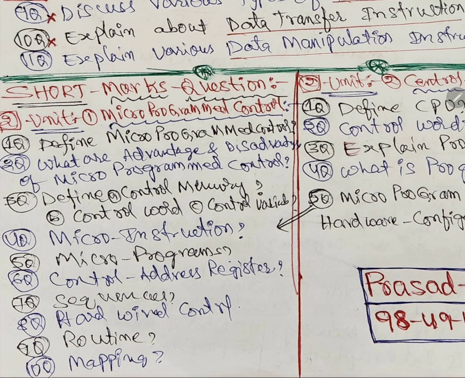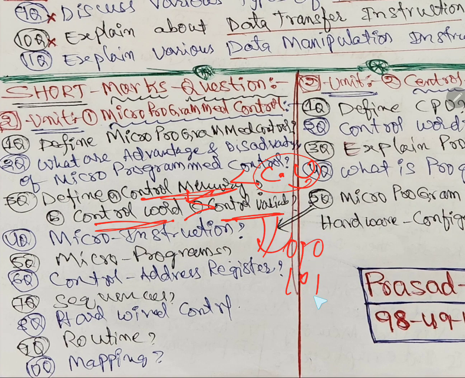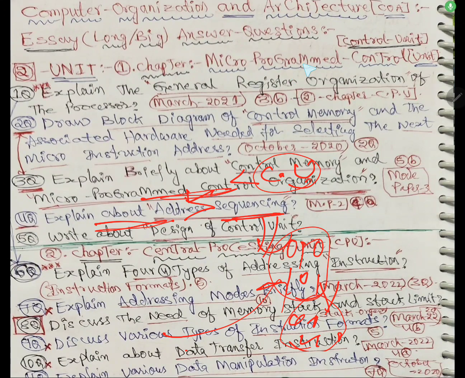Okay, next we have sequencer, hardware routine. Routine is nothing but very simple. I told you, control memory is a collection of control words. Control words are nothing but a collection of control variables. This will be there in the control unit. Control variables are nothing but zeros and ones. Some group of zeros and ones is called a routine. If you map some zeros and ones from here to here, that is called mapping. That's it. Very simple.